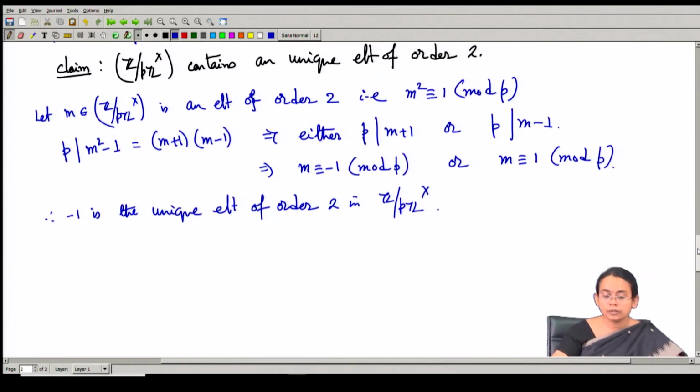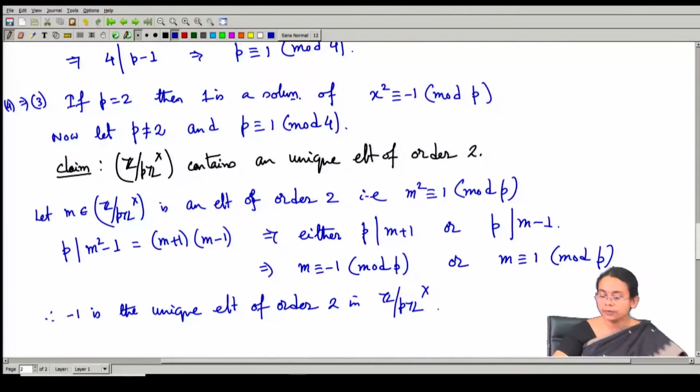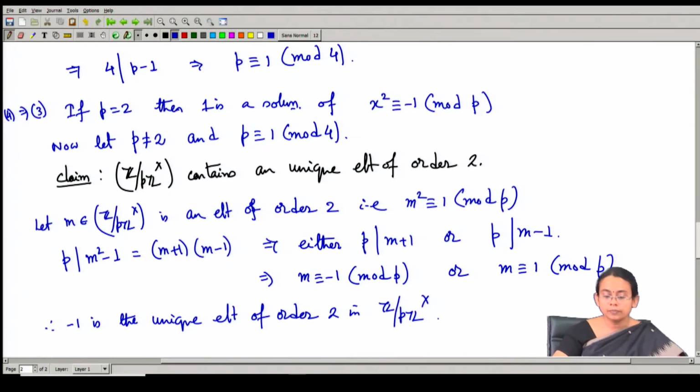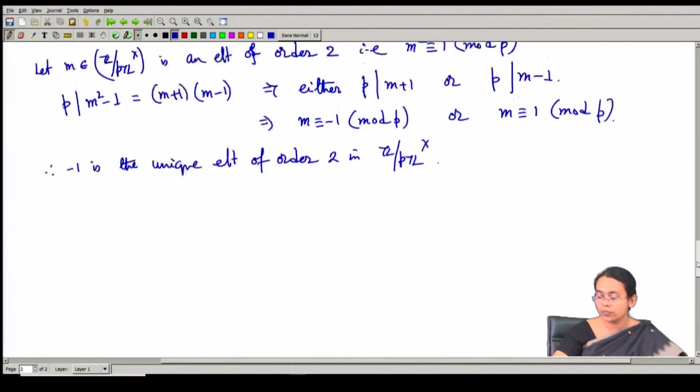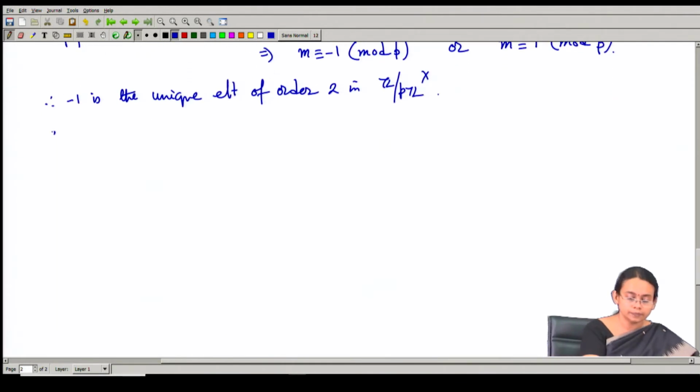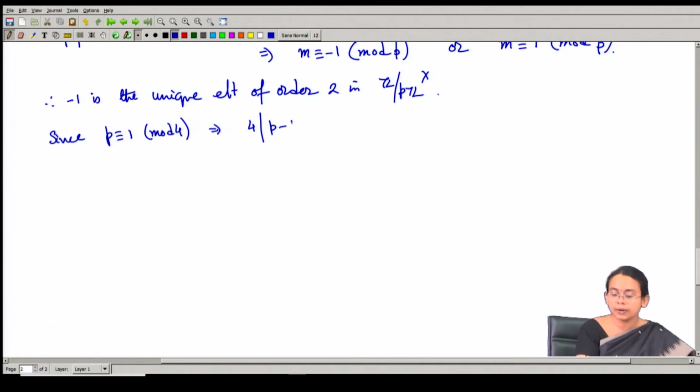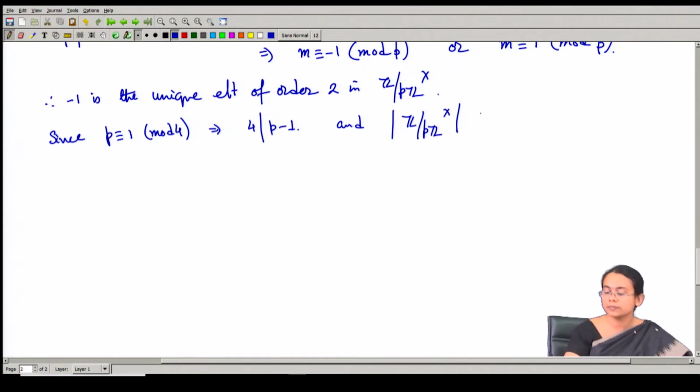Now, the hypothesis says that P is congruent to 1 mod 4. So since P is congruent to 1 mod 4, this implies that 4 divides P minus 1, and the order of this group (Z/PZ)^× is nothing but P minus 1. So 4 divides P minus 1, the order of the group.